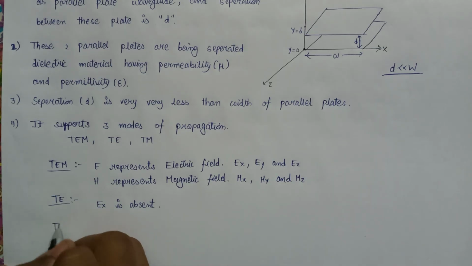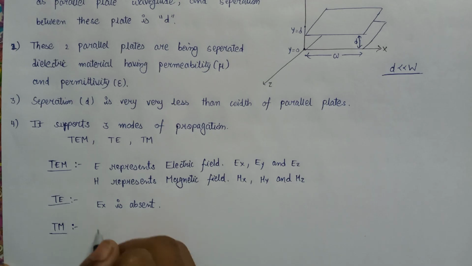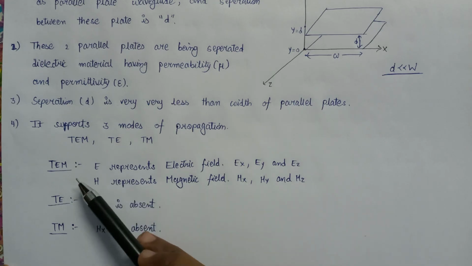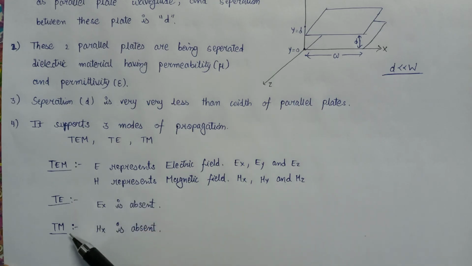And the third mode is the TM mode. TM mode represents transverse magnetic mode. In this mode, only one component is absent, that is Hx. So this is the magnetic field component in the x direction, and it is absent in transverse magnetic mode. And all the rest of the components are present in this mode. So this is all about the basic introduction to the parallel plate waveguide. And we will see the derivation separately for TEM mode, TE mode and TM mode. That will be very useful from the exam point of view.